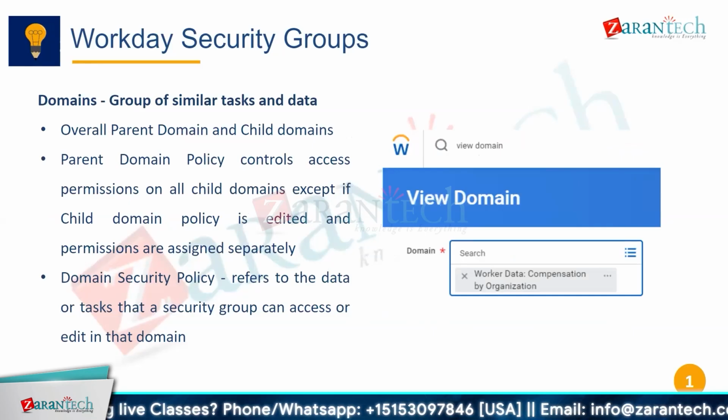So domains: a group of similar tasks and data. Overall there is a parent domain and child domains. We've discussed how the parent policy and child policy functionality works. Parent domain policy controls access permissions on all child domains, except if the child domain policy is edited and permissions are assigned separately. Domain security policy refers to the data or tasks that a security group can access or edit in that domain.